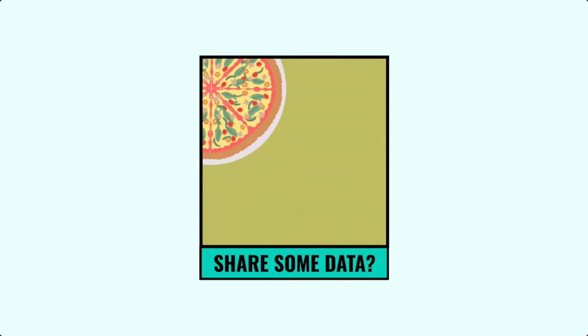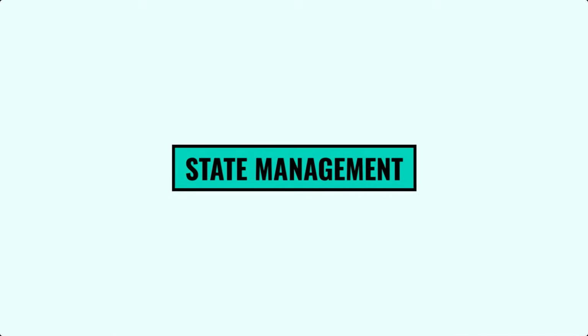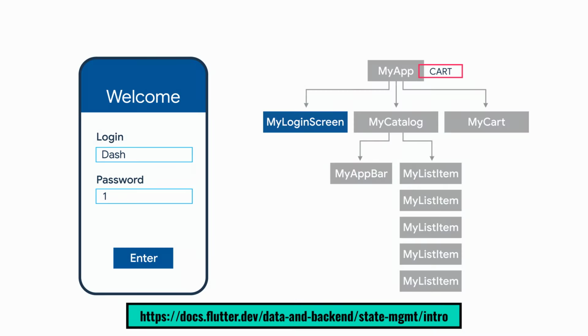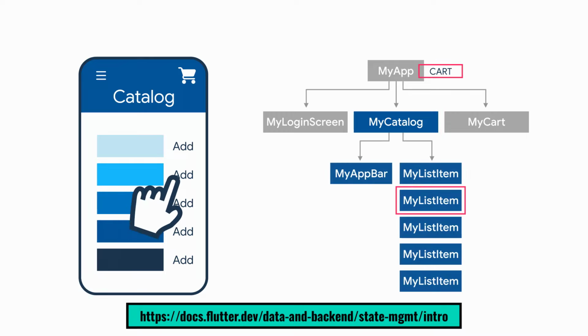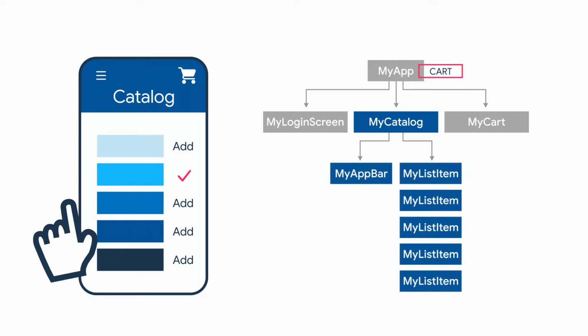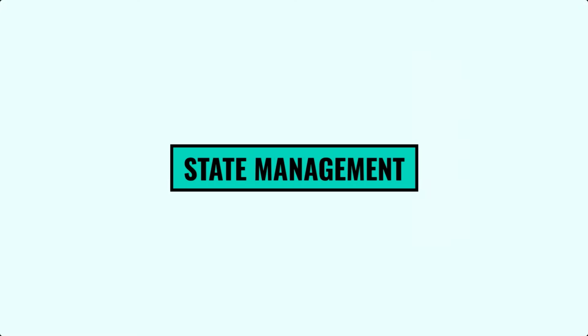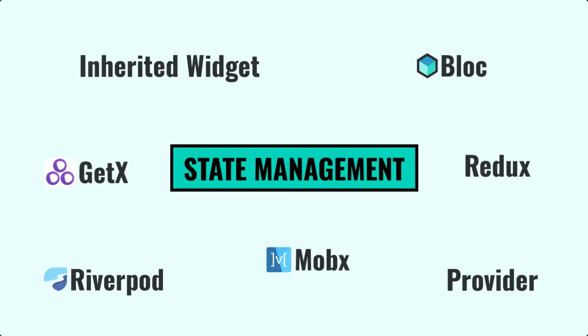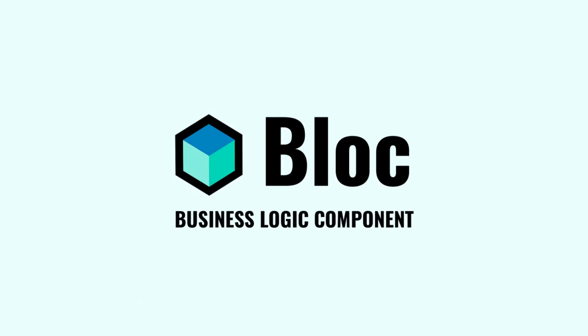But what if you need to share data between multiple widgets or even across different screens? That's where state management solutions come in. They provide ways to manage this shared state in a central location and notify all interested widgets whenever it changes. This keeps your UI in sync with the latest data. There are quite several approaches to state management in Flutter, each with its advantages and complexity. Today, we'll be exploring the business logic component, popularly known as Bloc, and how we use it to build applications.